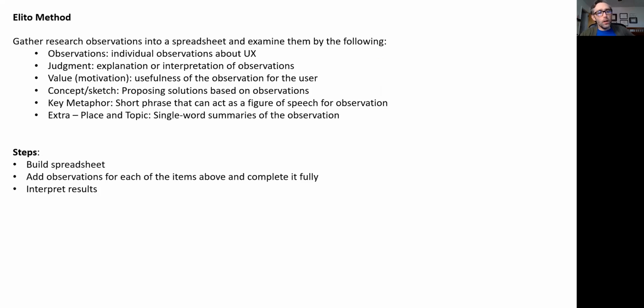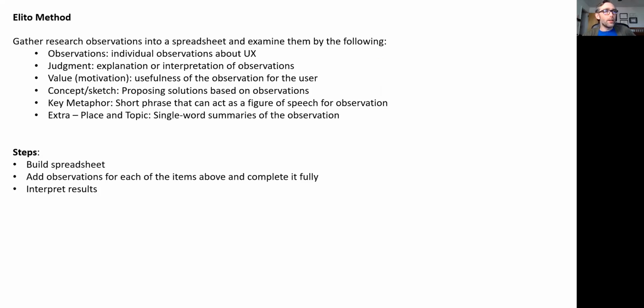You can also use key metaphor. These are short phrases that can act as a figure of speech for an observation or a comprehensive observation. You know, a short phrase or a figure of speech, it is what it is, all right? That's not exactly a metaphor, but that may be an interpretation of an observation that did not yield any useful feedback, or the person that you were observing was not engaged enough to produce any tangible or meaningful feedback for you. And then extra, these are single word summaries of the observation: hard, easy, intuitive, organic.